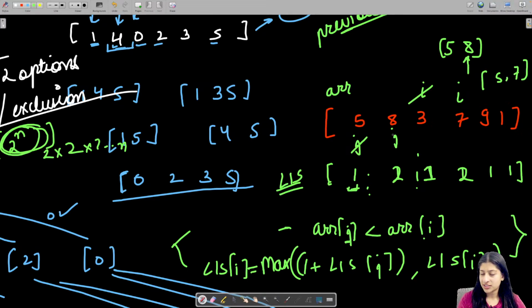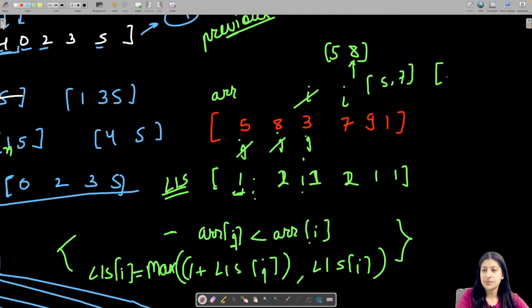Now J is at 8. The condition fails. A subsequence cannot be formed, which is longest increasing in the first place. Now J moves here. Can you form a subsequence from this condition? True, I can. Now what will be the length? Is it greater than the existing length? Yes, because it is forming a subsequence which looks like this, 3 followed by 7.